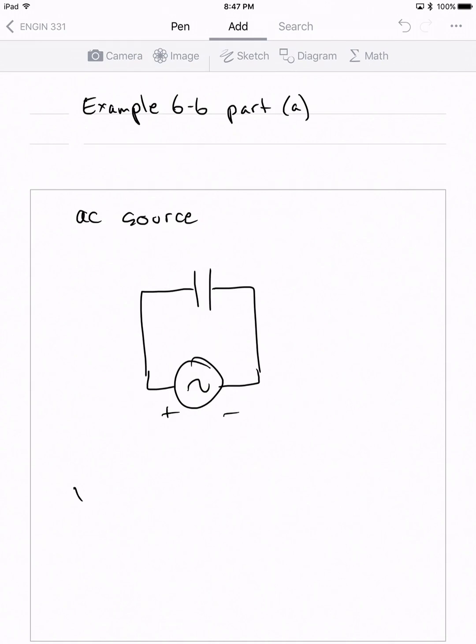So we're going to call that little VC is going to be equal to V0 sine of omega t. Remember that when we use omega like that, it's equal to 2 pi times the frequency because it's an angular frequency. And that source is connected, again, across the parallel plate capacitor.